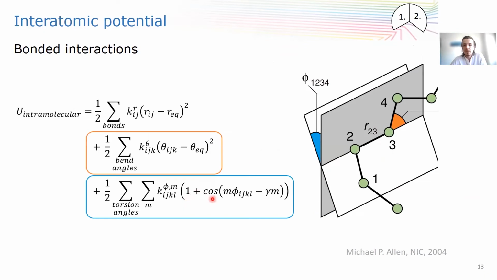Another example will be for bonded interactions. This is basically the intramolecular potential, or the forces which are holding each biological molecule together. And now we need to account for them. So we need to account for the forces for bonds, and for other forces for bending angles and the torsion forces.